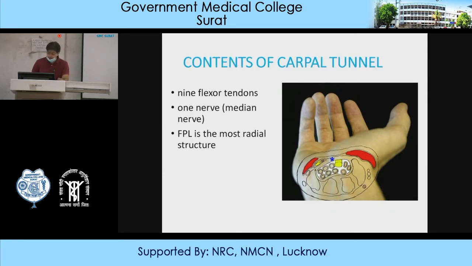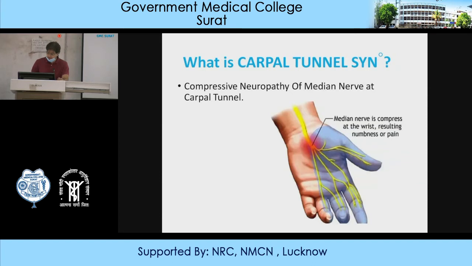What are the contents of the carpal tunnel? There are 9 flexor tendons, one nerve, that's the median nerve, and flexor pollicis longus, which is the most radial structure. Now what is carpal tunnel syndrome? It's a compressive neuropathy of the median nerve at the carpal tunnel. As in the diagram, it shows compression at the wrist, which results in numbness and pain in the hand.